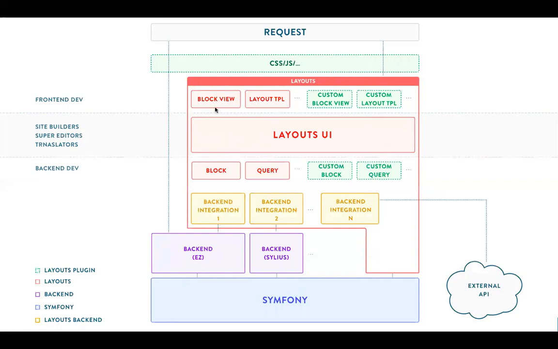It has some core part with the user interface, which is being used by site builders and editors and translators. It also has some typical or standard features like blocks and queries, etc. It also has some standard templates like block views and layout templates, etc. This is all customizable in green. So green are custom features.